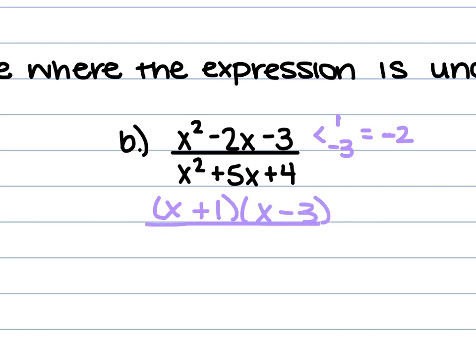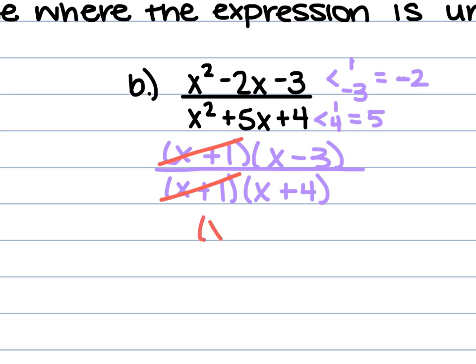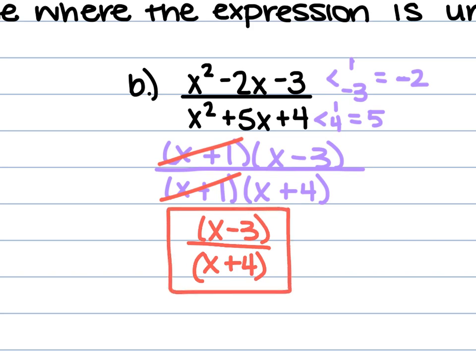The bottom one, you have x squared plus 5x plus 4. Your factors of 4 that add up to be 5 are 1 and 4. So this is going to be x plus 1 times x plus 4. From here, you have to see what is the same on both the top and the bottom. It has to be exactly the same. So this x plus 1 is up on the top and the bottom, so they can cancel each other out. So the only thing you have left is x minus 3 over x plus 4. And that is your solution.